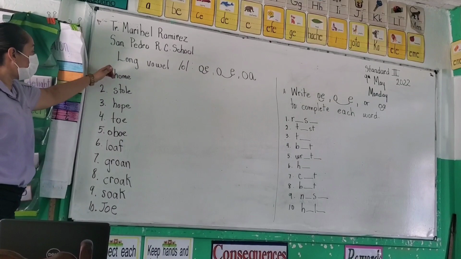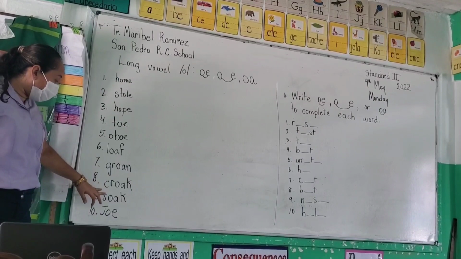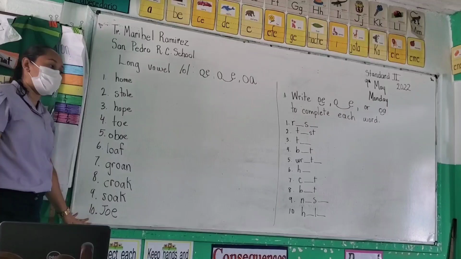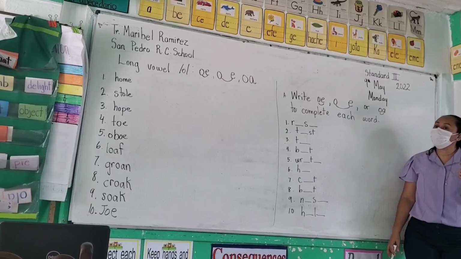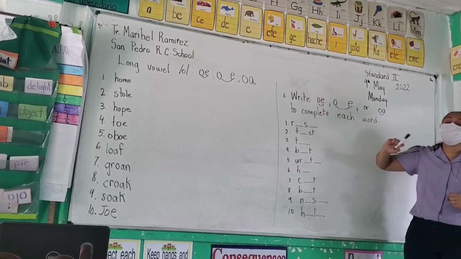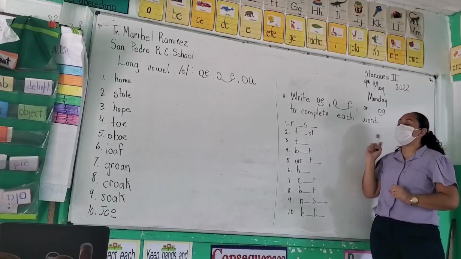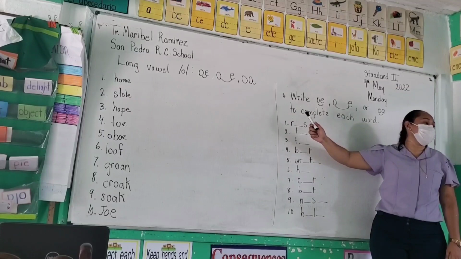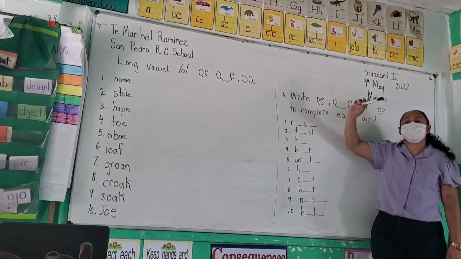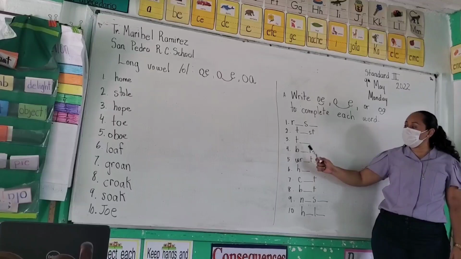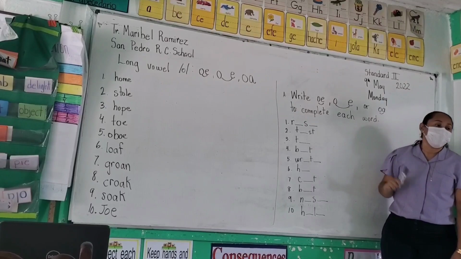Home, stole, hope, toe, oboe, loaf, grown, crop. Wednesday. The last part. Write OE or OA to complete each word. So let's say you want to read what this is. You just need to say O, for example, rose. Use the correct one. The same thing, you sound the word where there is a blank space, use O, read it and write the correct long vowel O.